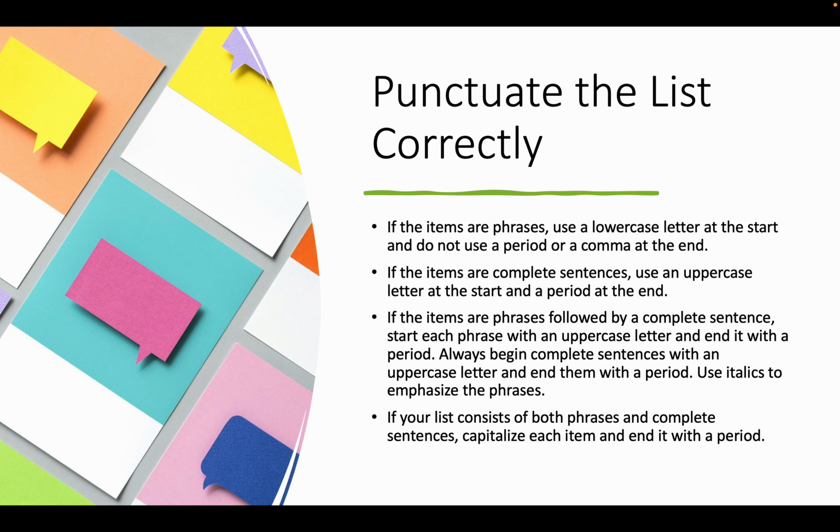If the items are followed by a complete sentence, then you're going to start each phrase with an uppercase letter and end it with a period. Sometimes you'll see on lists people will use italics to emphasize the phrases that come before. And if your list contains a mix of both phrases and complete sentences, then go with the sentence rule about capitalizing the beginning and ending with a period or other punctuation mark.